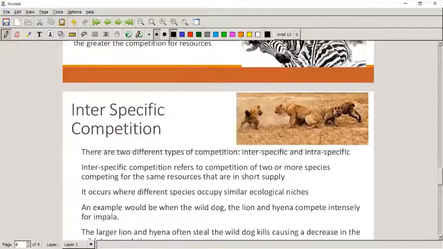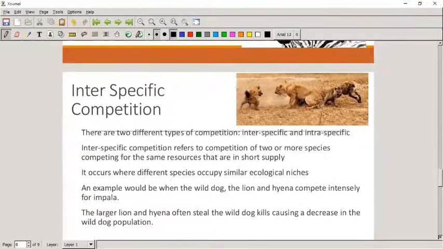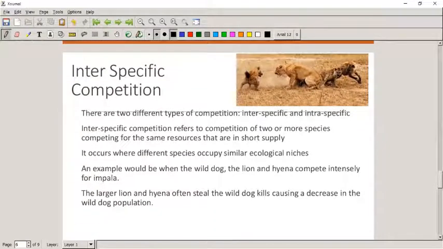Okay, so over here we see a typical example of interspecific competition. Now, inter says to me that it's in between different species. So interspecific competition, over here we see a lion and some hyena, and this is a typical example of interspecific competition.